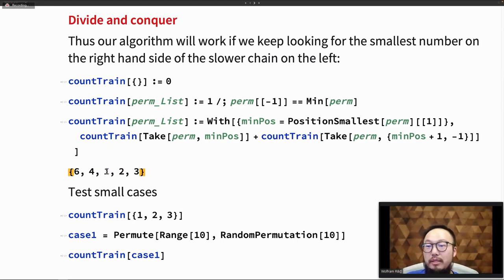6, 4, 1, 2, 3, okay? One is in the middle, so this guy would be something like a one chain or something, right? And this will be another thing, okay? And then you call it again because this guy is the smallest number, it's on the left, and it breaks into two chains. So eventually you have one, this.